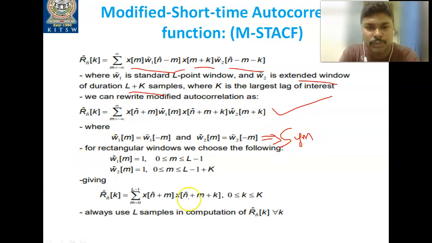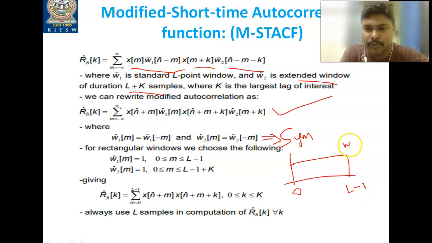For the rectangular window, we choose w1 cap of m equal to 1 when m varies from 0 to L minus 1, and w2 cap of m equal to 1 when m varies from 0 to L minus 1 plus k. That is how you need to define it. This is my rectangular window, for instance. It starts from m equal to 0 and then goes for L minus 1, if this is w1 of m. So that way you can visualize it.